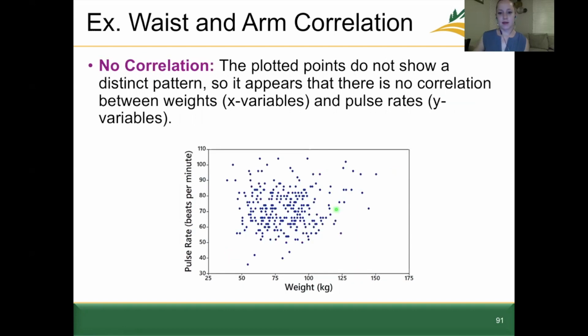Now here's an example of no correlation. On the x-axis, we have weight in kilograms. On the y-axis, we have pulse rates in beats per minute. So here for this data, we took the weights of people, we have our pulse rates, and we're seeing if there is a correlation between the weight and the pulse rate. When there's no correlation, the plotted points do not show a distinct pattern. So it appears there is no correlation here between weights, our x variables, and pulse rates, our y variables.